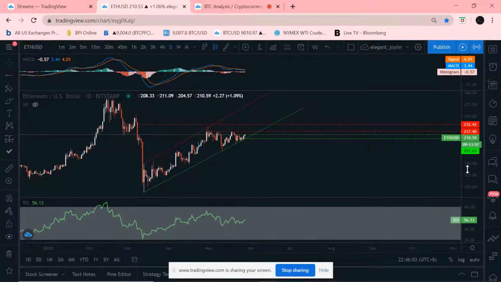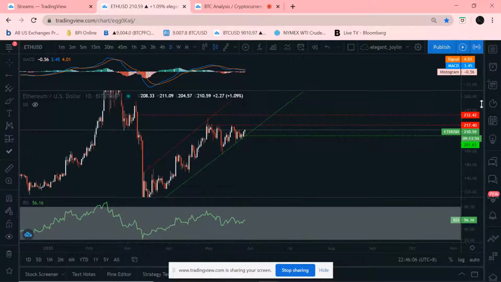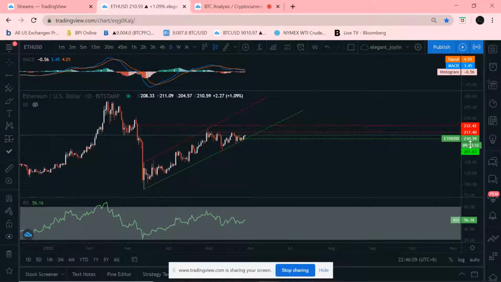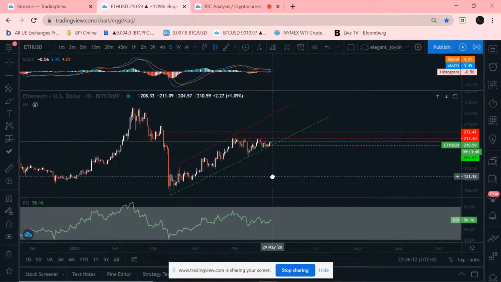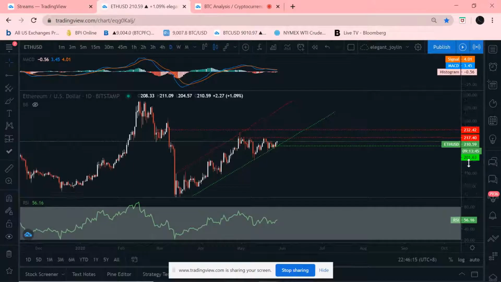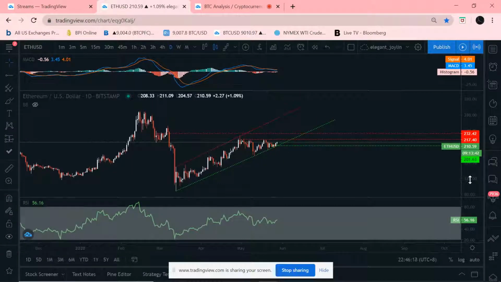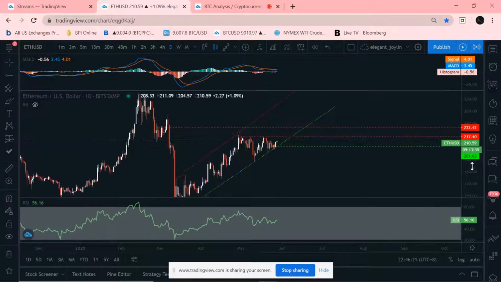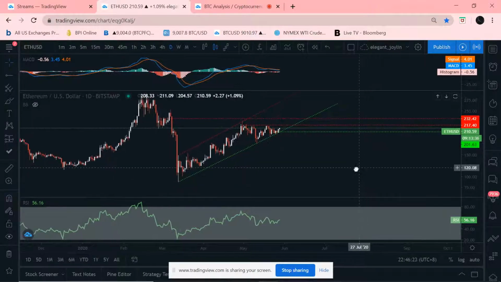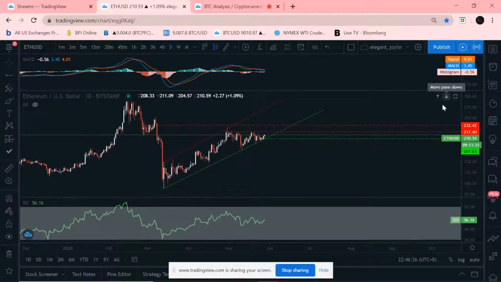It really depends on how you trade, what time frame you use. For futures traders like me, it's very important to manage the risk and always put a stop loss and take profit, because sometimes the market just gets crazy. So there you go for Ethereum. My target is 218 as a resistance, and if it breaks that, the possible next key resistance is around 230, and support is still at 200.